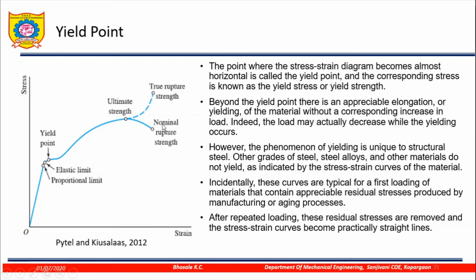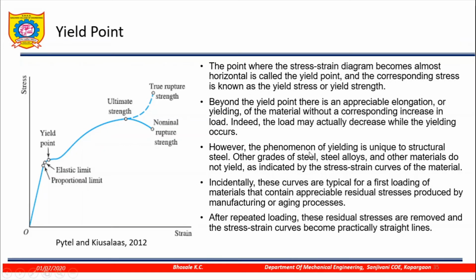Next point is the yield point. The point where the stress and strain diagram becomes almost horizontal is called the yield point, and the corresponding stress is known as the yield stress. Beyond the yield point, there is an appreciable elongation or yielding of the material without a corresponding increase in the load. Indeed, the load may actually decrease while the yielding occurs.